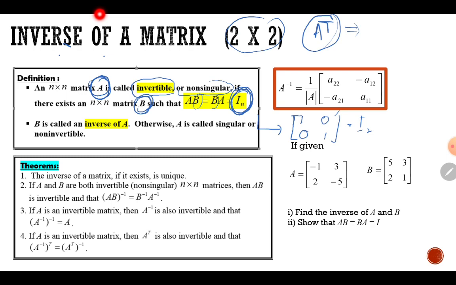Okay, so for any square matrix, katakanlah square matrix A, it has its pasangan, and we call that pasangan its inverse. The inverse of A, where if we multiply matrix A with its inverse, macam ni, B ni lah sebenarnya dia punya inverse, then it will result in the identity matrix.